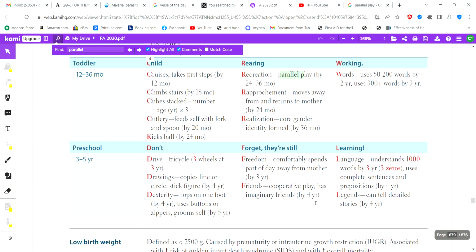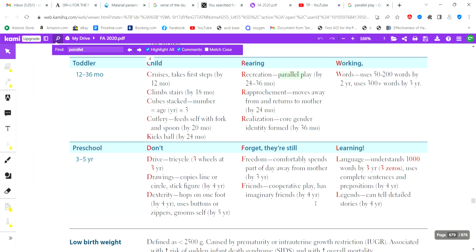Okay, so a 3-year-old climbs stairs with alternating feet, rides a tricycle, and speaks in simple sentences and describes their age and gender. Toilet training begins by age 3. They should be able to copy a circle and use utensils. Using utensils is fine motor skills.